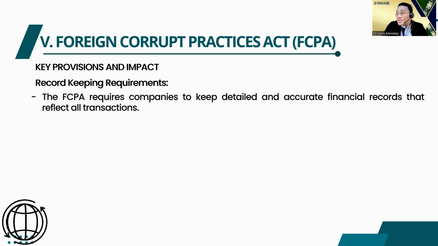Now, what is the influence in global business? Following the FCPA, the Organization for Economic Cooperation and Development, or OECD, adopted the convention on combating bribery of foreign public officials in international business transactions. These conventions, supported by major economies, oblige member states to criminalize the bribery of foreign officials, extending the principles of the FCPA globally.